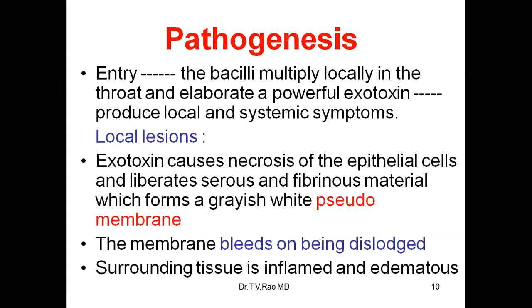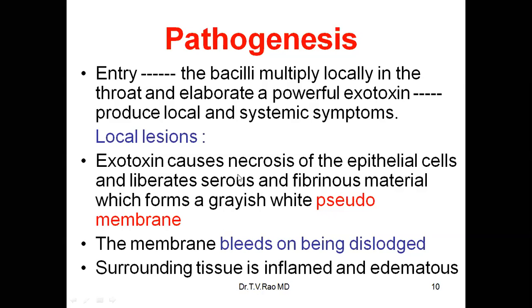On entry, the bacilli multiply locally in the throat and elaborate a powerful exotoxin, producing local and systemic symptoms. Coming to local lesions, the exotoxin causes necrosis of the epithelial cells and liberates serous and fibrinous material which forms a grayish white pseudomembrane.